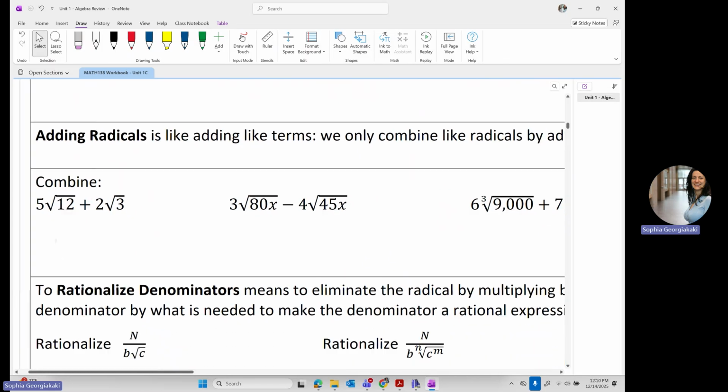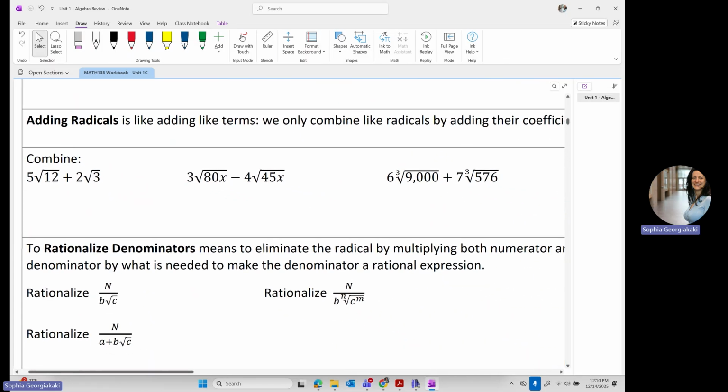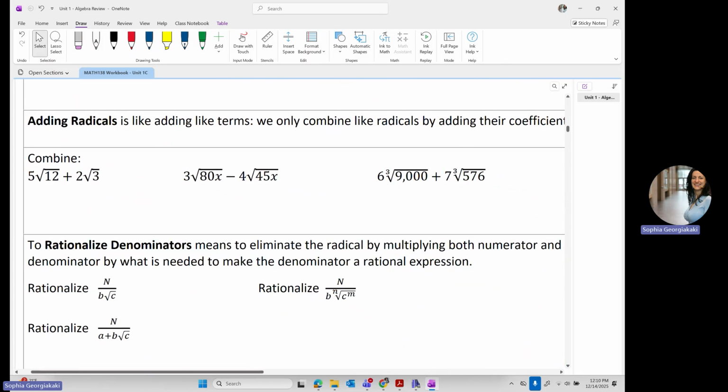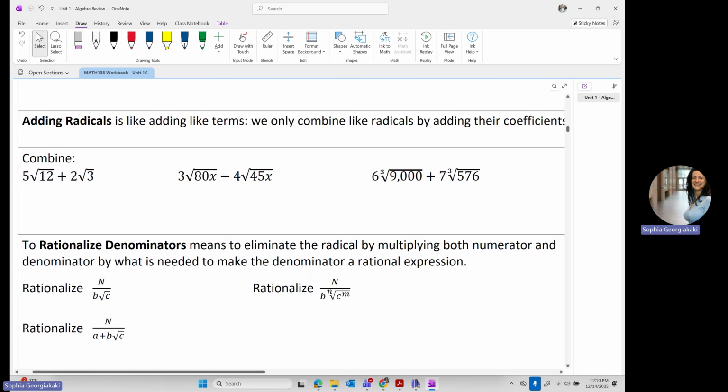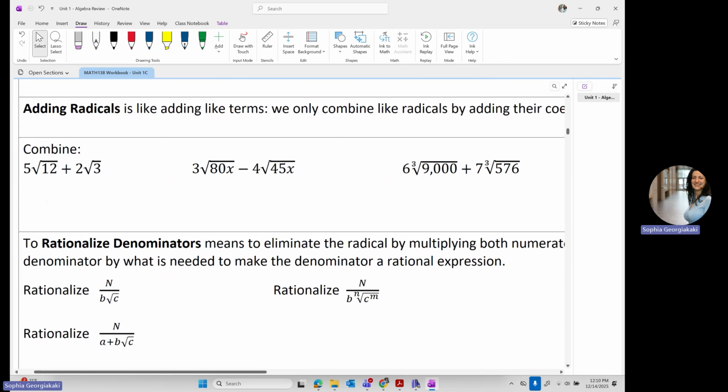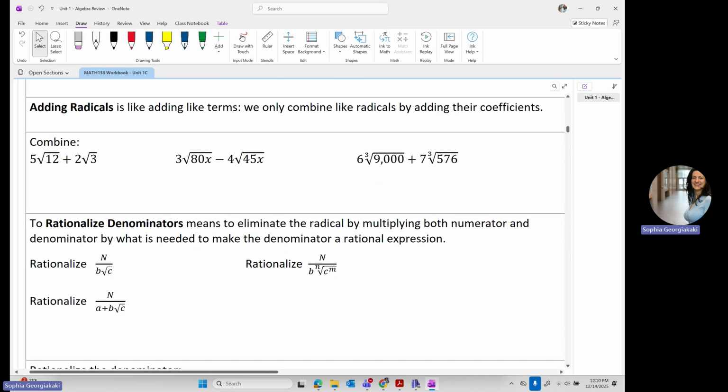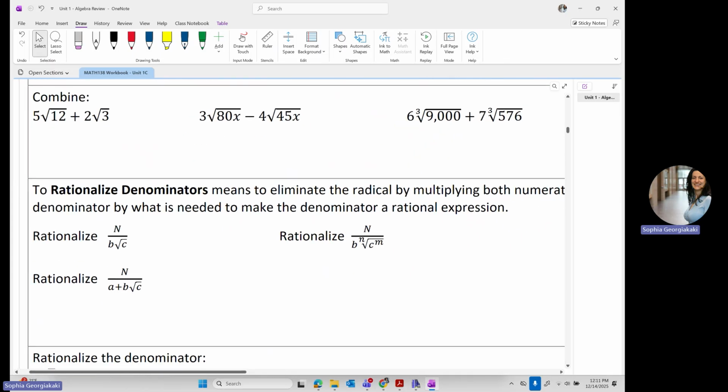The other thing that we want to know how to do with radicals is adding radicals. When you add radicals, they have to be like radicals, like adding like terms. So you cannot add the square root of 12 with the square root of 3, but you could add the square root of 12 with the square root of 12, or the square root of 3 with the square root of 3. So we do want to simplify here.